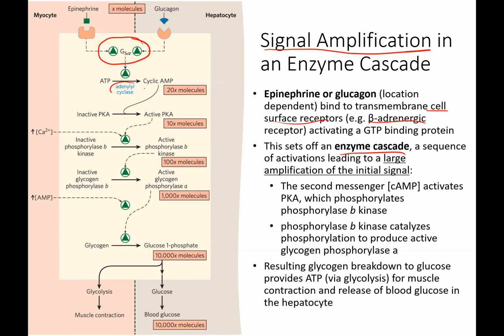First, ATP through this enzyme adenylyl cyclase raises the levels of cyclic AMP, or cAMP. And each time, it varies, but we get some increase in the number of molecules that will in turn affect subsequent molecules in an amplified way. Because if we have 20 cAMPs each making 10 active PKAs, we're amplifying the signal each time, right? So, okay, we go from cyclic AMP and we activate PKA, a phosphorylase kinase molecule.